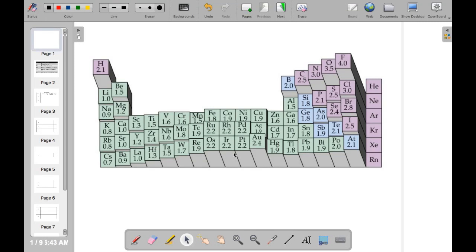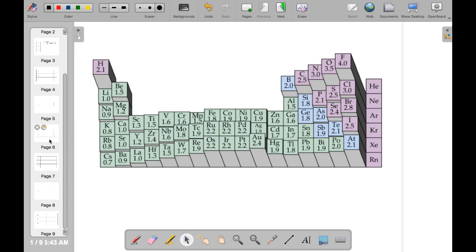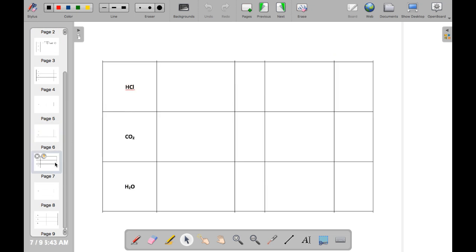Okay, welcome back. This is the second lesson on drawing Lewis diagrams or Lewis structures. I had to change out the periodic table here. I think this actually shows electronegativity a little bit better. So let's go ahead and head down to the next set of molecules that we wanted to draw Lewis diagrams for.